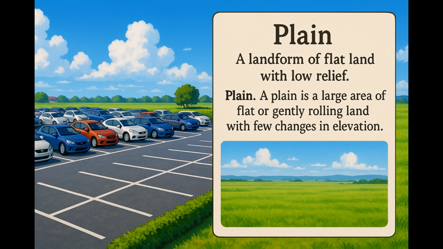This is similar to a plain, which is a landform characterized by flat land with low relief, making it difficult to differentiate one area from another. Just as you navigate a parking lot by looking for small differences or landmarks to find your car, a plain requires you to rely on subtle changes or markers to identify specific locations, since its uniformity offers few natural cues.